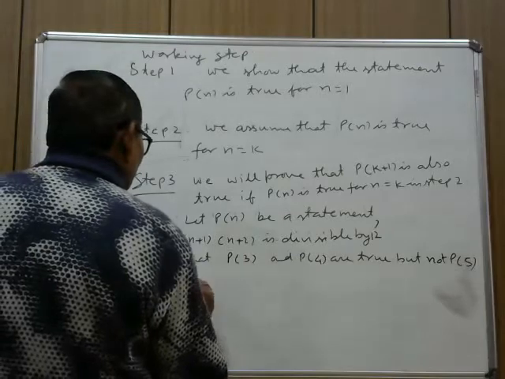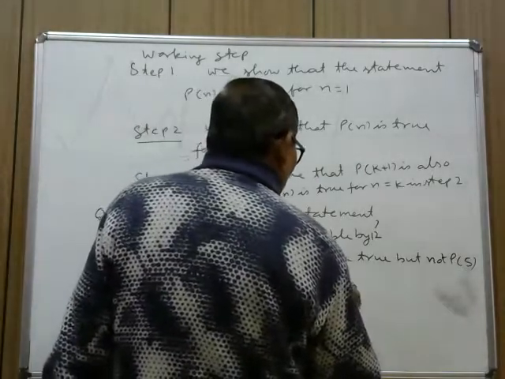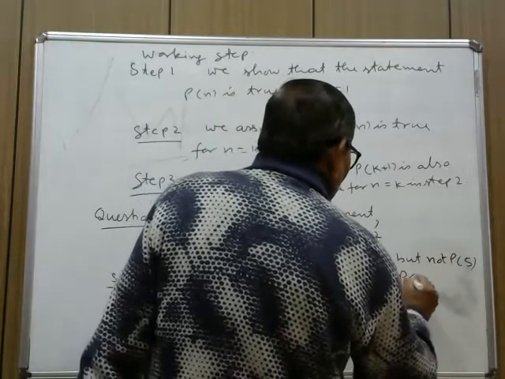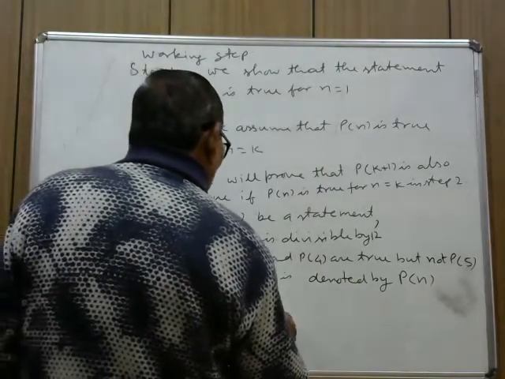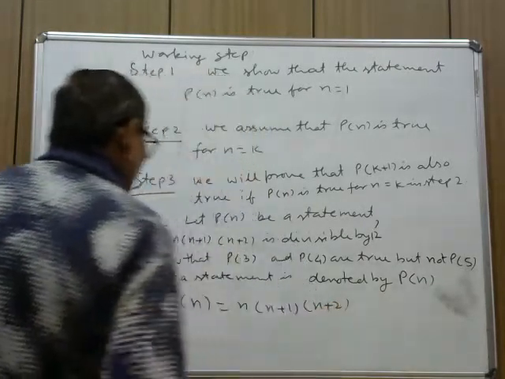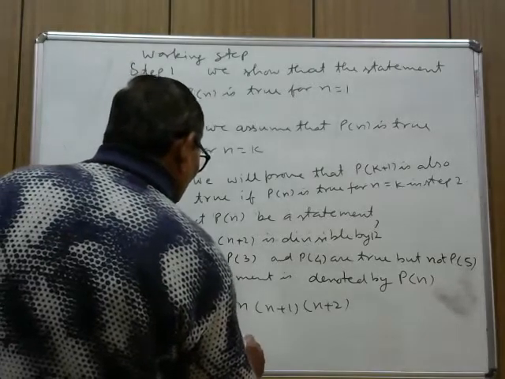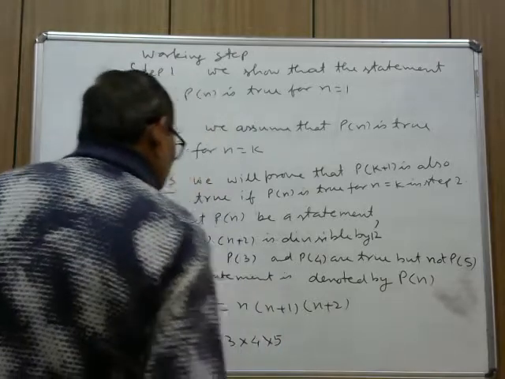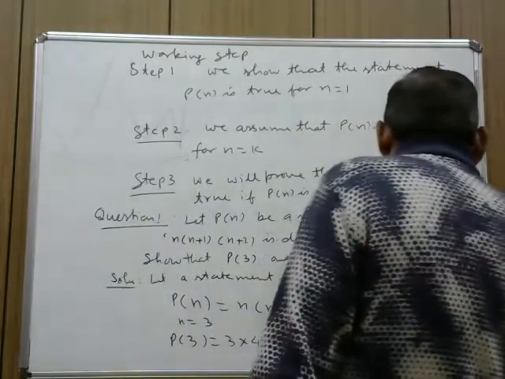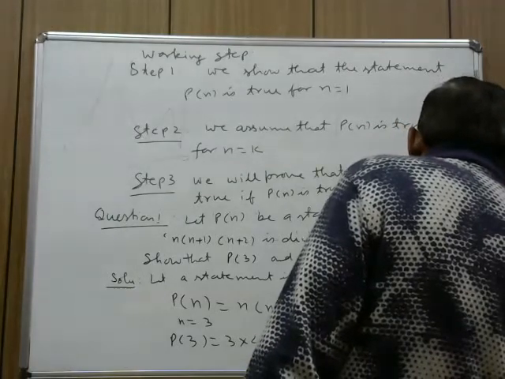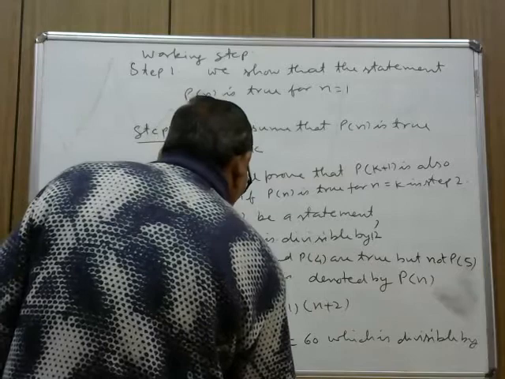let a statement is denoted by Pn. So Pn can be written as n into n plus 1, n plus 2. You find the value of P3. Put n equals to 3. P3 is equals to 3 into 4 into 5. That is equals to 60, which is divisible by 12. Therefore, P3 is true.